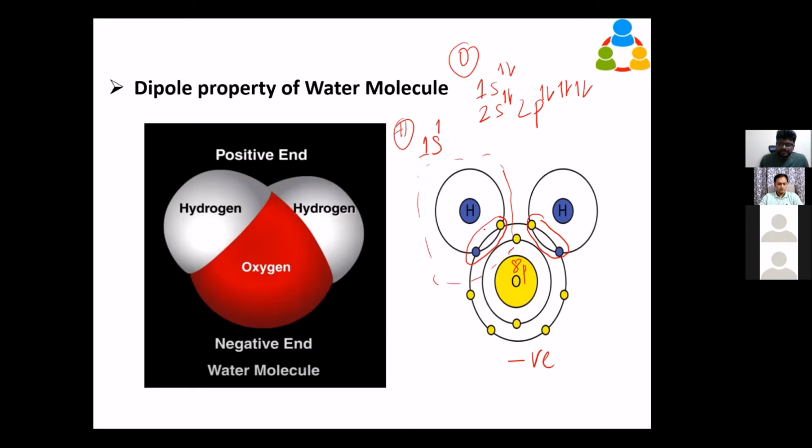Since each hydrogen atom has given its 1 electron to the oxygen atom, the proton is left out, 1 proton here and 1 proton here. This proton gives a positive charge. Because of this electronic configuration and the covalent bond, we have this polarity. This is called a polar molecule, and the water molecule is polarized: positive at one end and negative at another end.